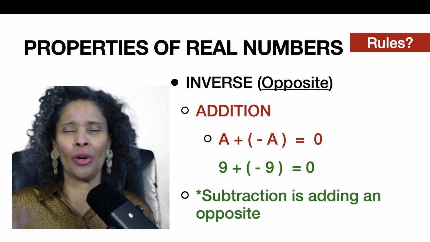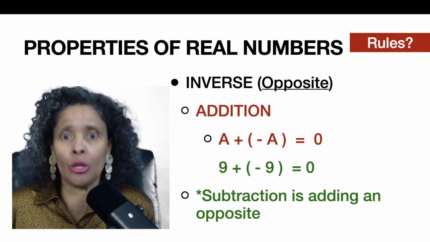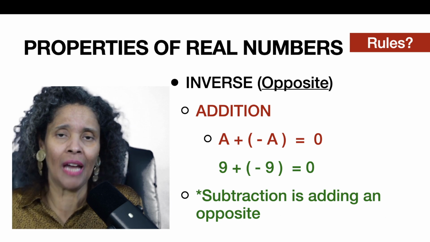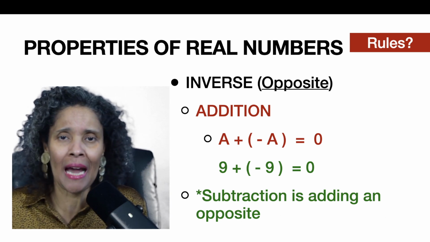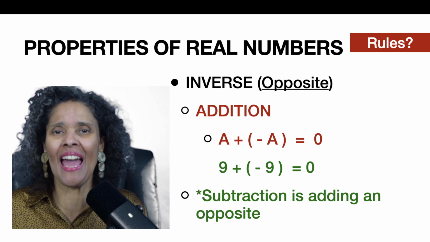So let's look at the addition part of this. And this is going to make a lot of sense to you, right? So if I have A, let's have a number. Say I have $9, if you will. If I add a negative 9 to that, I'm going to be at 0. So if I start at 9, I add a negative 9, I'm going to be right at 0. And if you think about subtraction, subtraction is really adding the opposite.